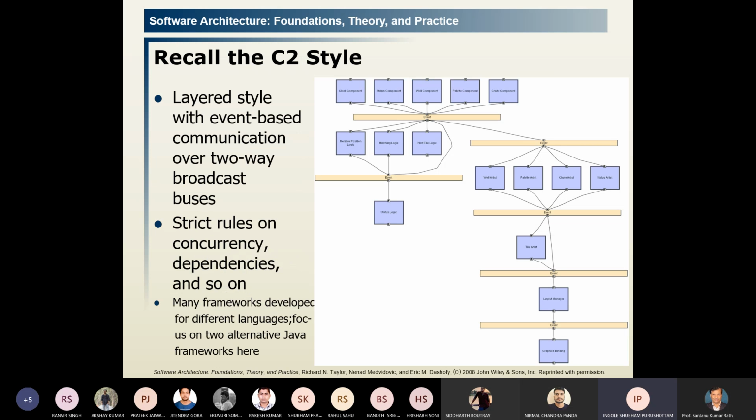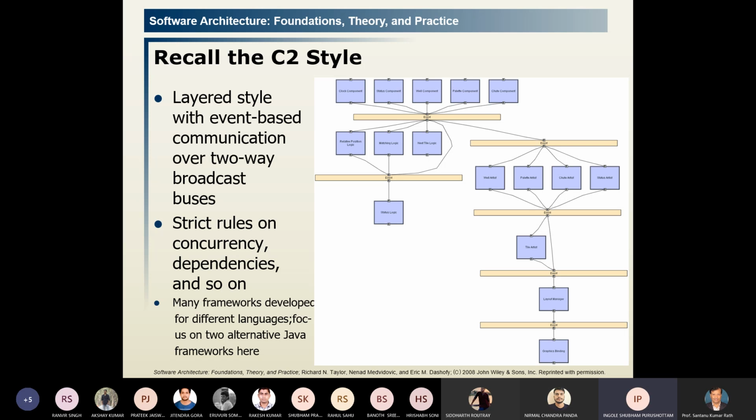Here's something about the C2 style. C2 is an asynchronous event-based architectural style. It is a layered style with event-based communication over two-way broadcast buses. So we can see here in the diagram, it's a layered style and event-based, with strict rules on concurrency, dependencies, and so on.